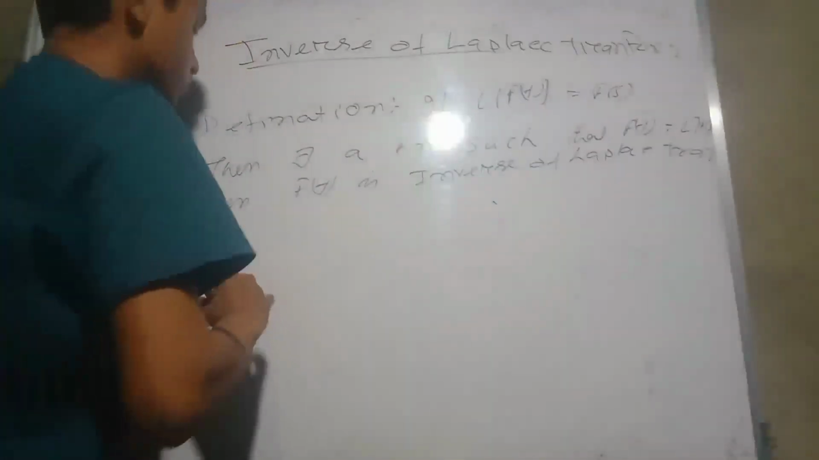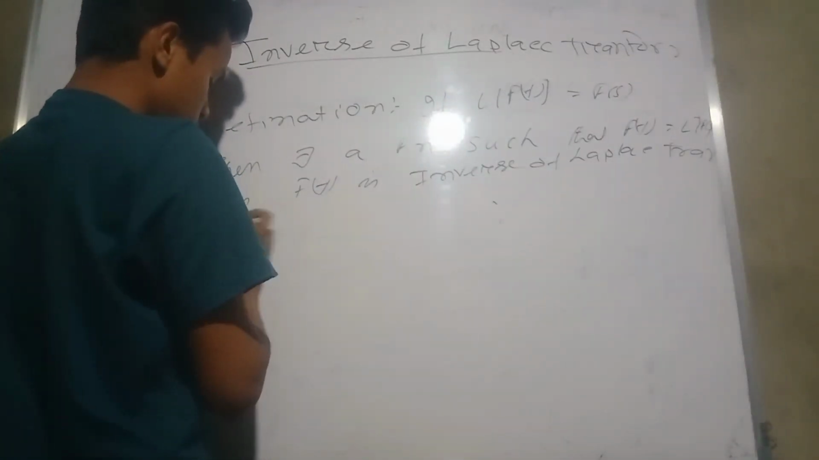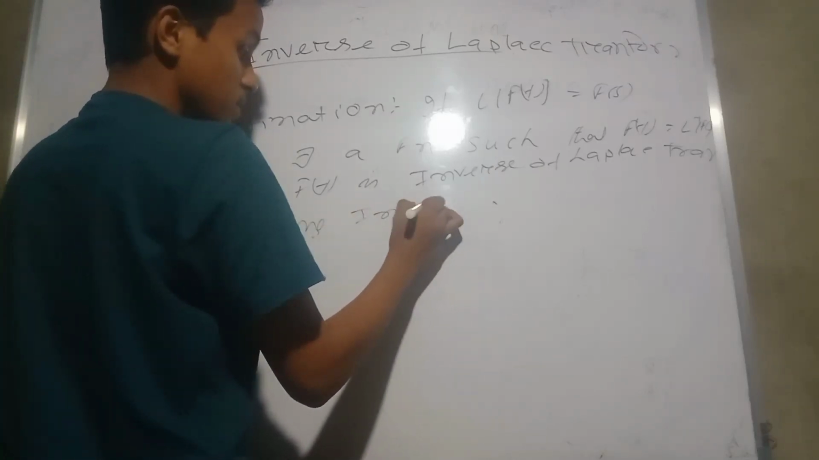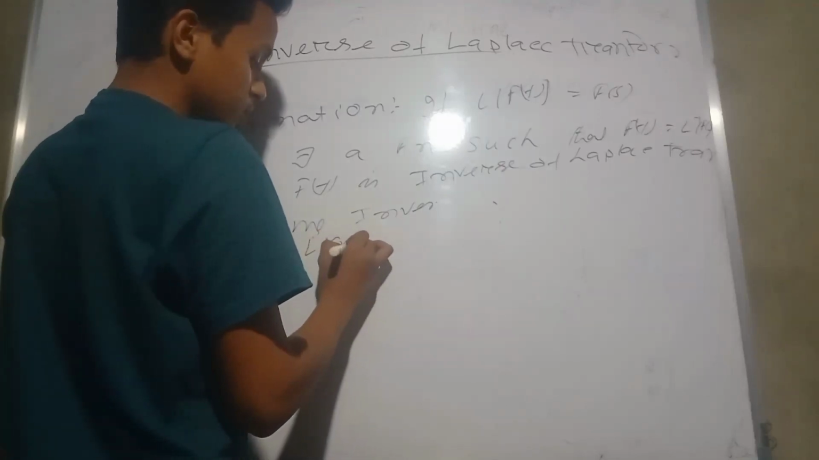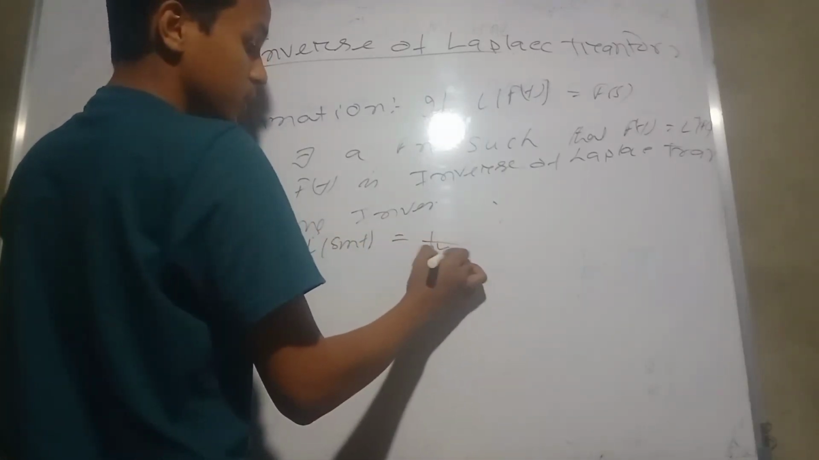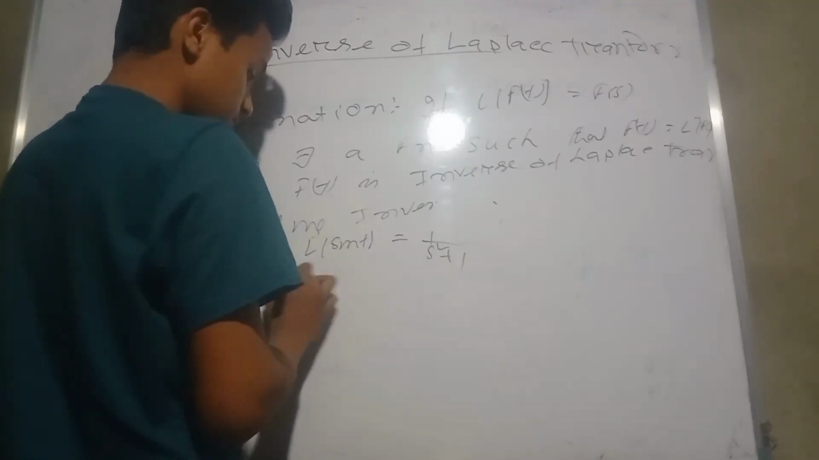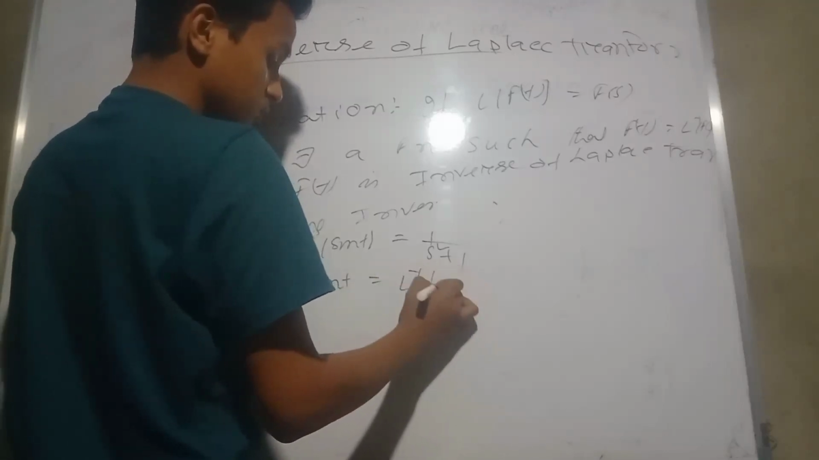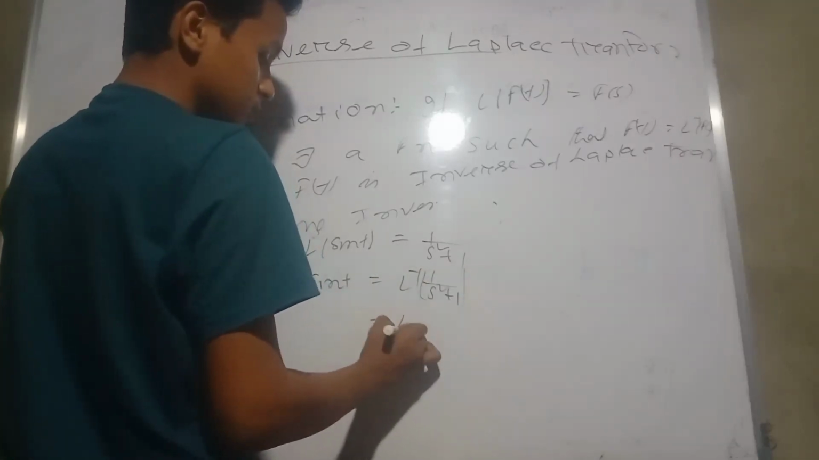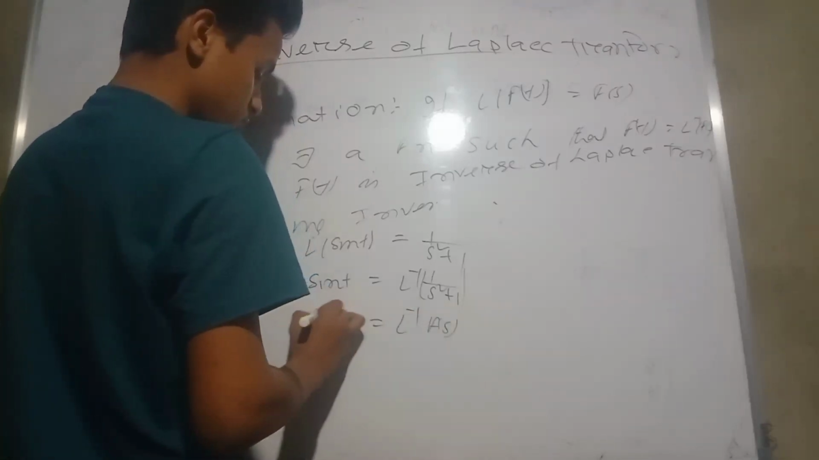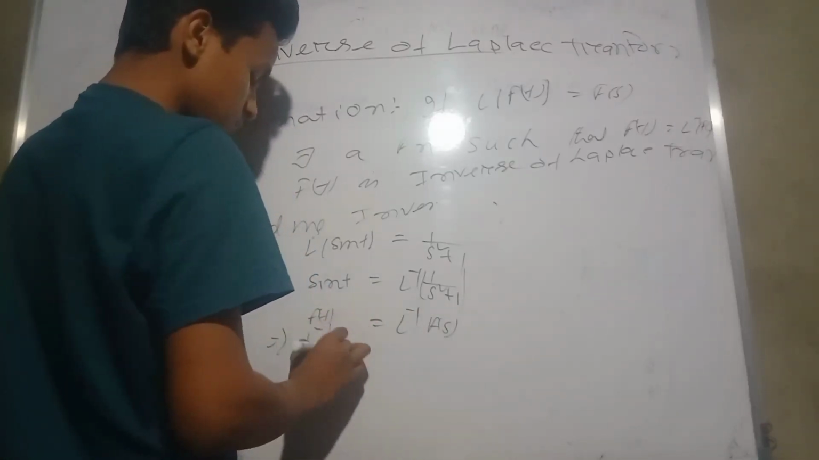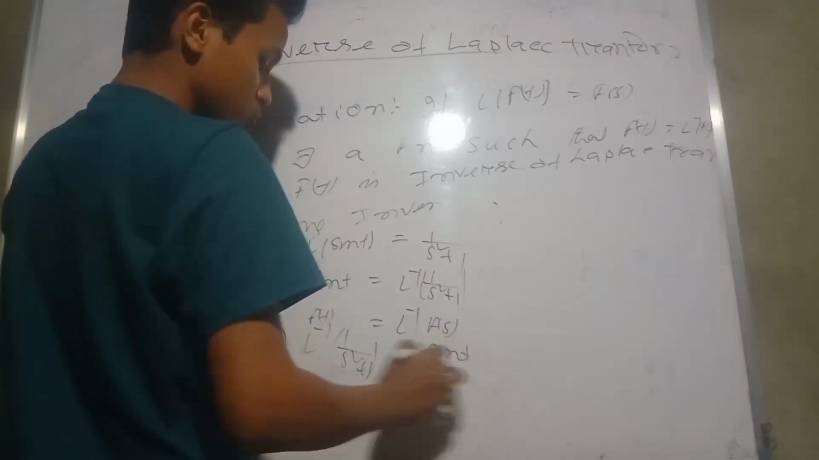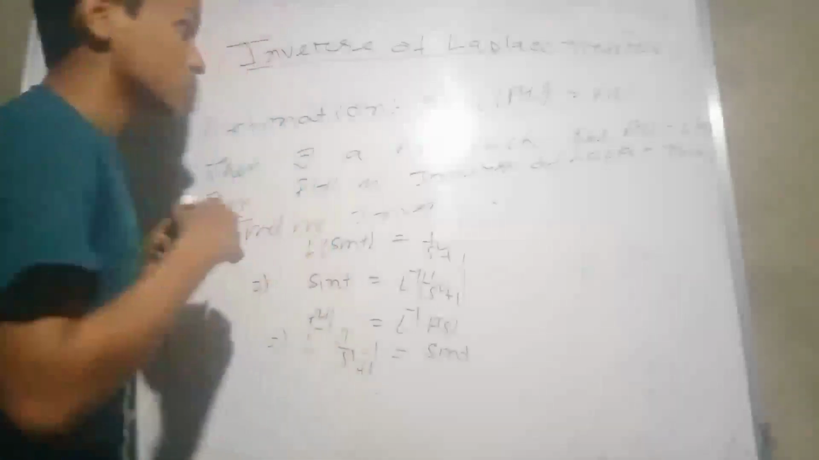Okay, so in the first method, finding the inverse of Laplace transform. We know that the Laplace transform of sin t is what? 1 by s square plus 1. So sin t equals L inverse of 1 by s square plus 1, that is L inverse F(s), so here f(t). So we can say that the inverse of 1 by s square plus 1 is equal to sin t, which is the inverse of Laplace transform. So this is the basic definition, and all of the roots of this chapter.